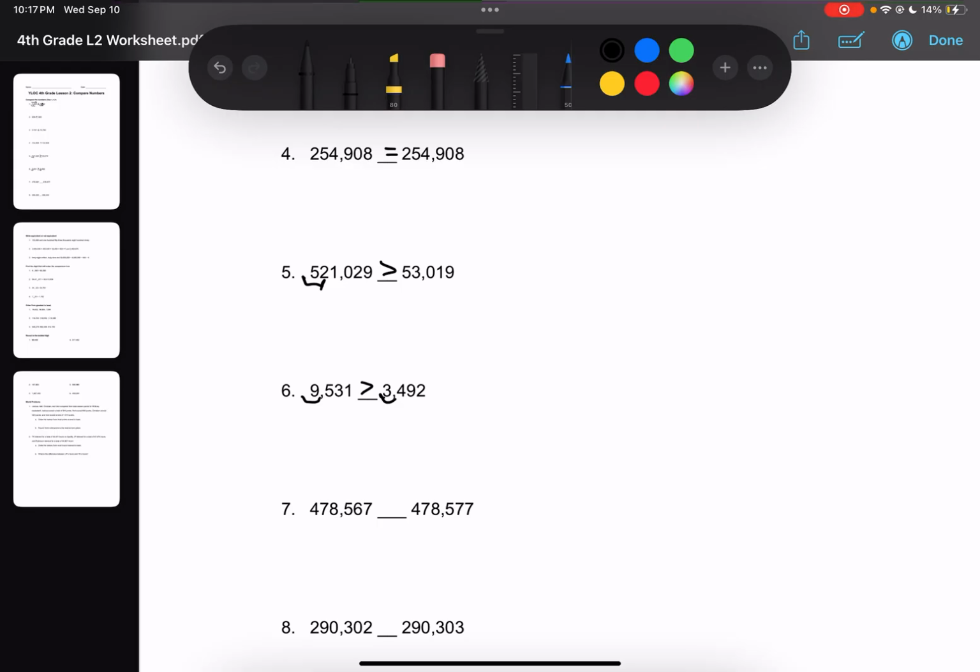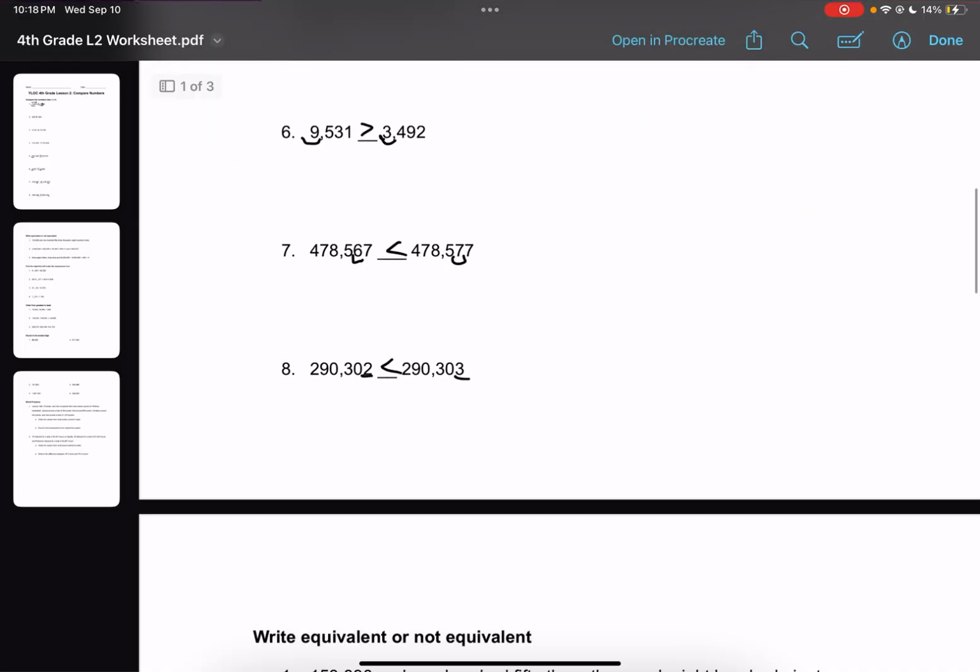478,567 with 478,577. Going through all the place values, all of them are the same except the 10th place. The 7 is greater, so the second value will be greater. Number 8 is 290,302 with 290,303. All the values are the same except the ones place value, and as you can see, the 3 is greater, so the second value is greater.